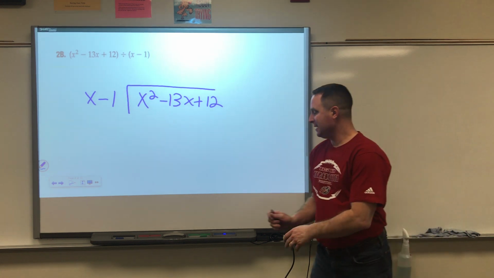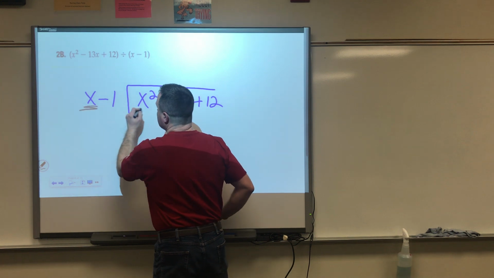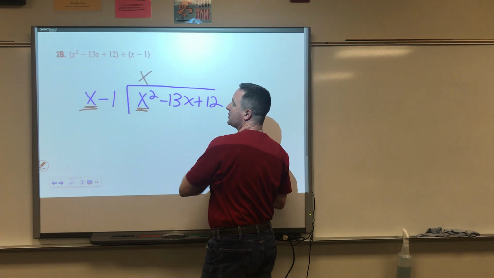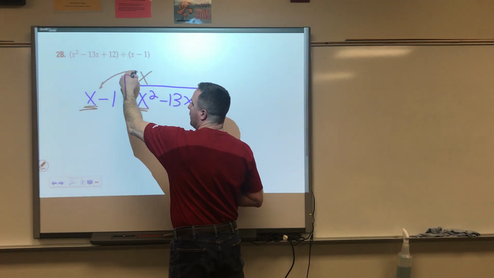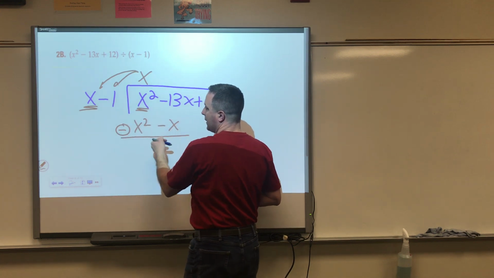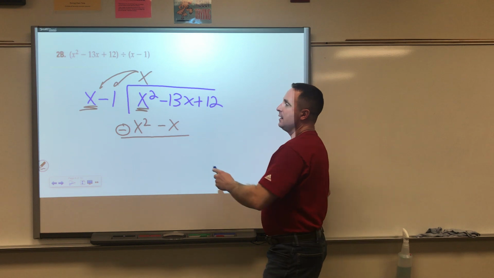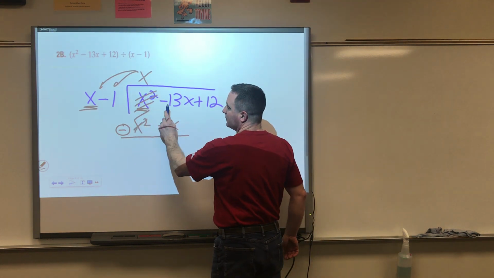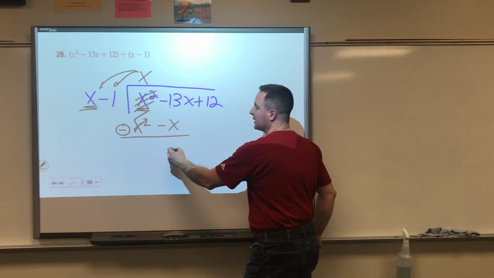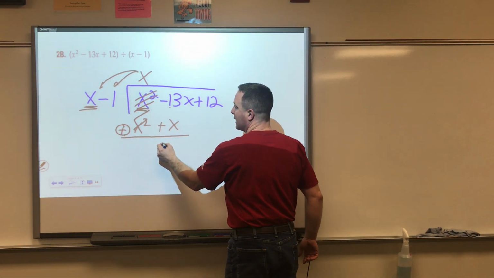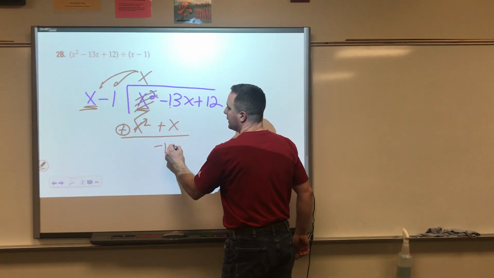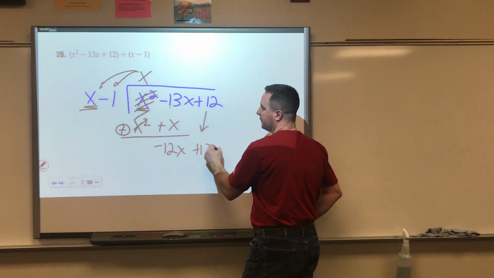Hey, welcome back. Okay, let's try this. I'm going to look at the first digit and the first digit. What times x gives me x squared? Well, it's just an x. If I multiply, I get x squared minus x. And then I subtract. The x squareds are going to go away. 13 minus negative 1, that's going to be a change. It's going to give you negative 12x. Negative 12x, and then I bring down my 12.